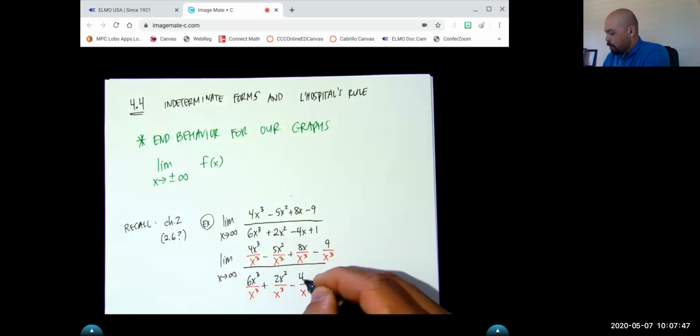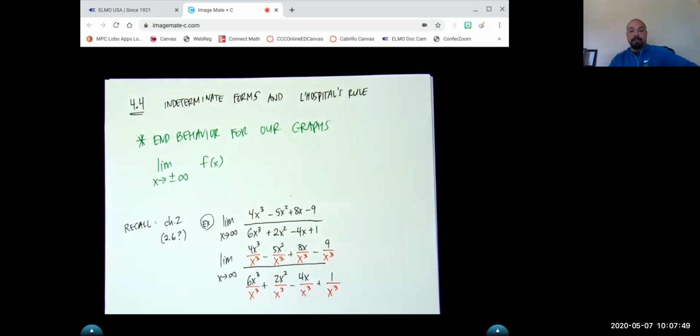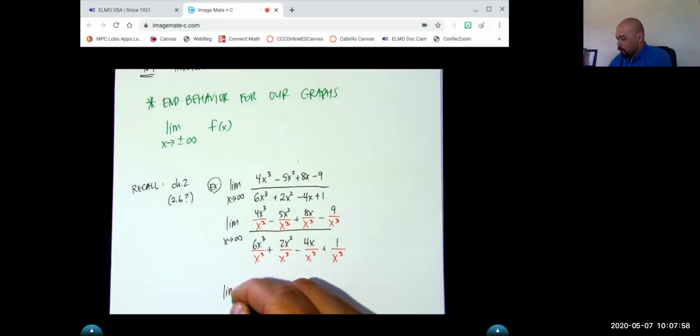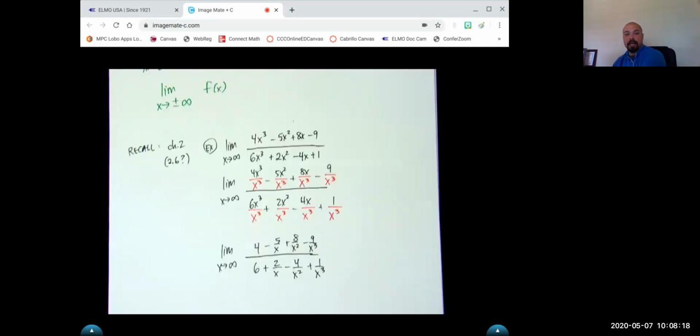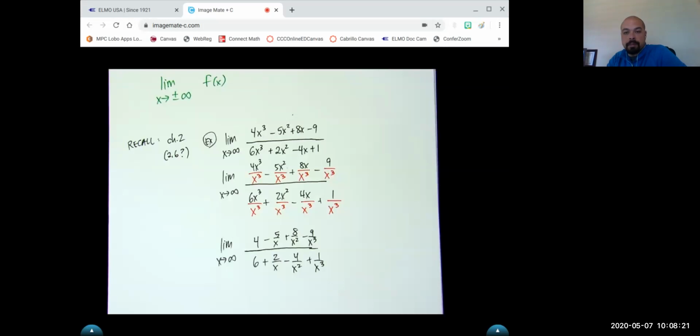And I know I'm running through these steps, but back in chapter 2, I asked you to divide by the highest power of x and simplify down. We end up with 4 minus 5 over x plus 8 over x squared minus 9 over x cubed in the numerator, and 6 plus 2 over x minus 4 over x squared plus 1 over x cubed in the denominator, pushing that up. So hopefully it's starting to jog your memory, okay?